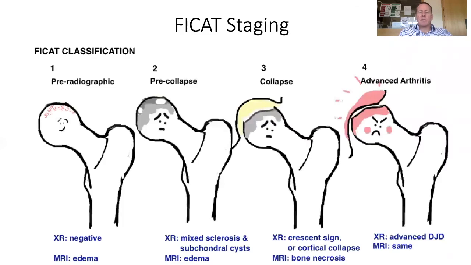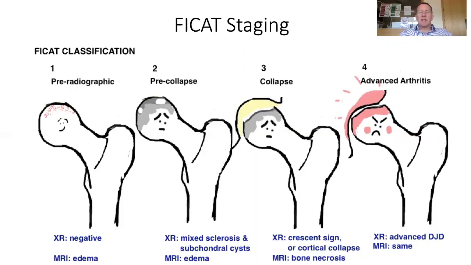You will be expected to know the Fecat and Arlet staging system: 1, 2, 3, 4. 1, normal X-ray. 2, sclerosis but no collapse. 3, collapse, that's the crescent sign. And 4, advanced arthritis. Of course, Fecat and Arlet didn't have an MRI scan, so it's subsequently been slightly refined.